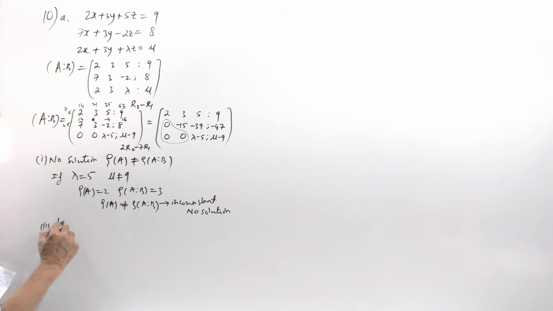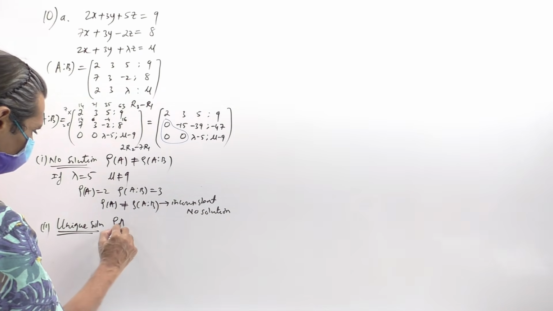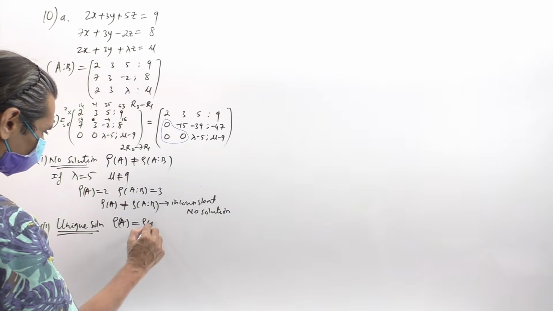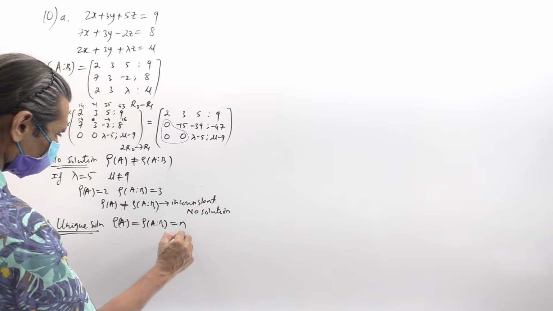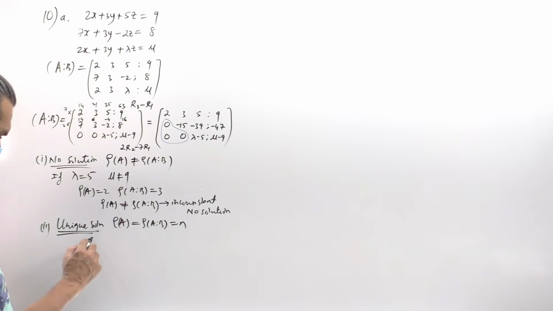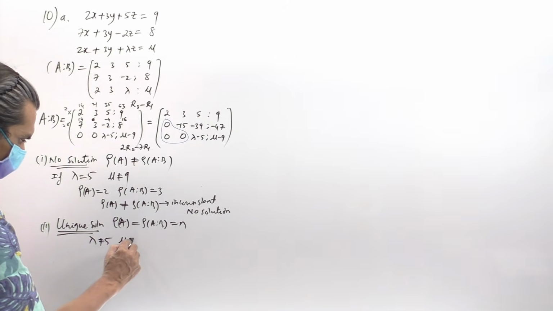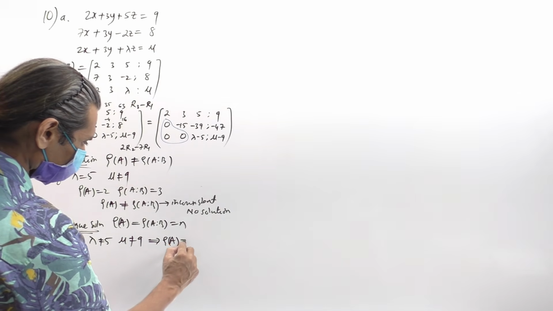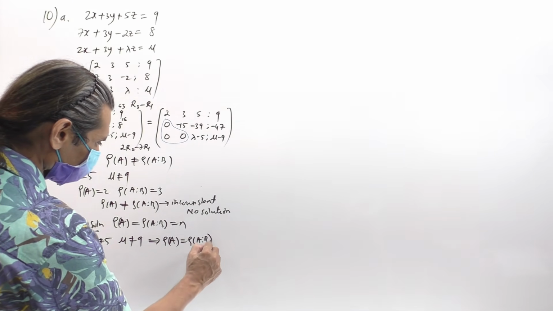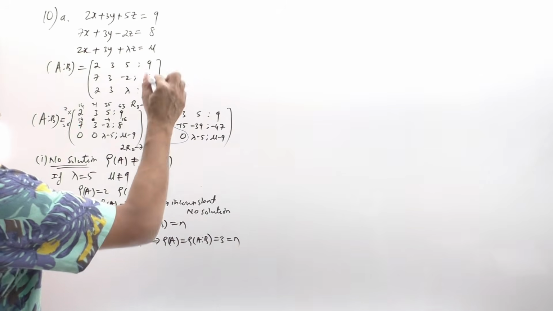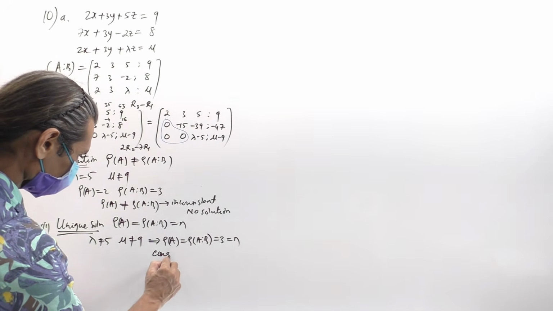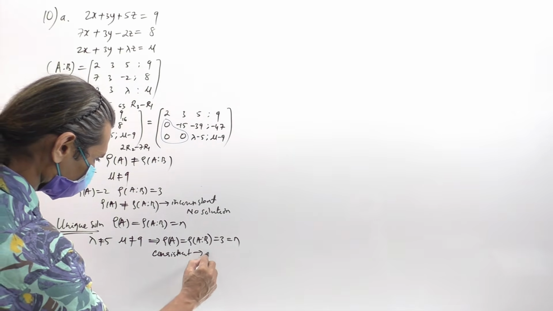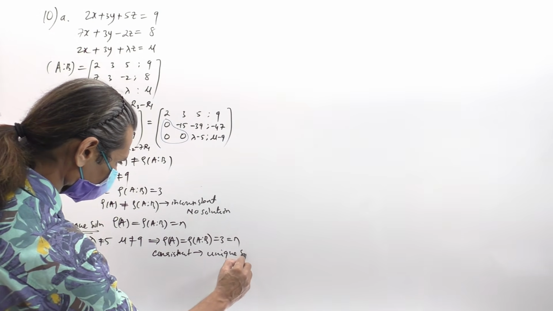Now the second case is unique solution. Unique solution is possible only when rank of A equals rank of A augment B equals n, the number of variables. That is only possible when lambda is not equal to 5 and mu is not equal to 9, then rank of A is equal to rank of A augment B is equal to 3, that is equal to the number of variables n, x, y, z. In this case it is consistent and has a unique solution. You have to write a 3, okay.